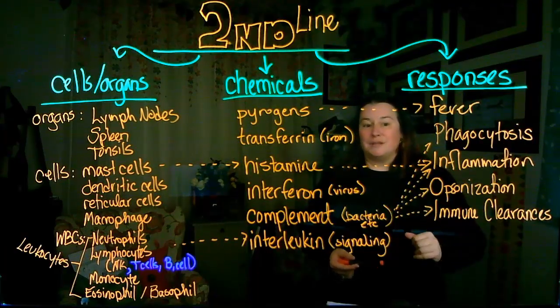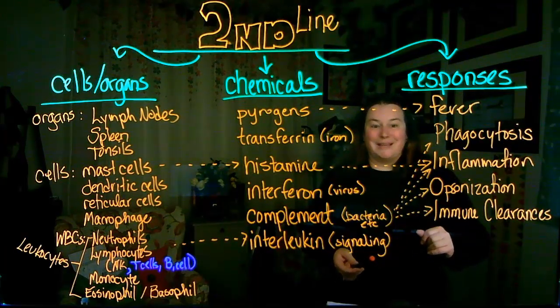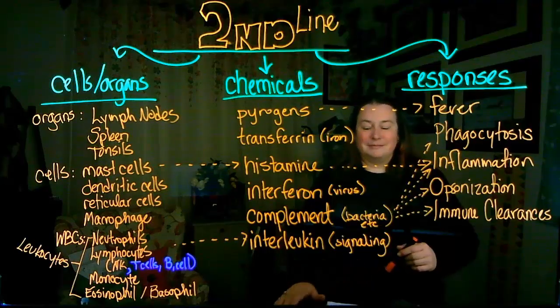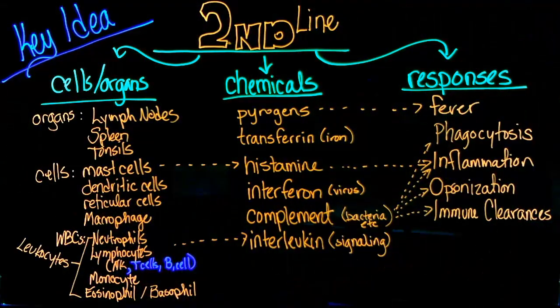All right, key ideas for the second line of defense. Just like the first line of defense, the second line of defense can be divided into a pattern where there are cells and organs that help protect, chemicals that are used to have effects or to signal, and responses to help remove a microbe that has managed to get across the first line of defense and is essentially at this point in that donut analogy in the cake part of your body, in the center of your body.